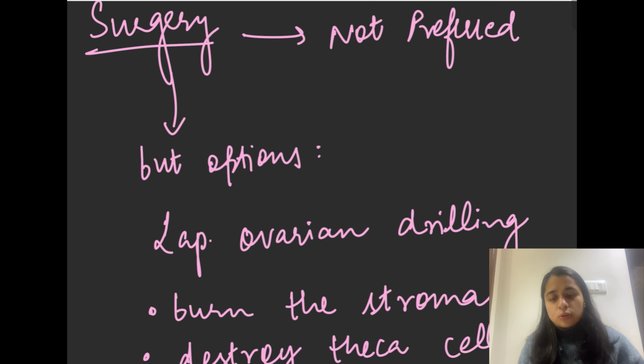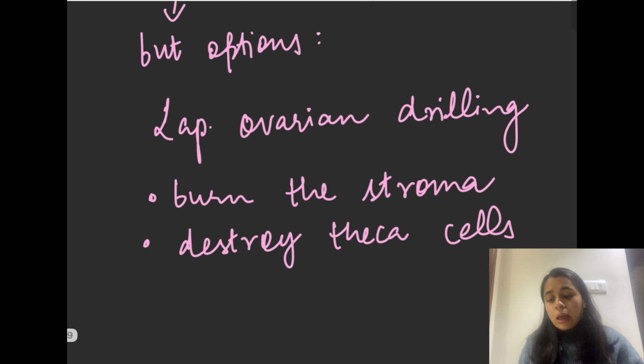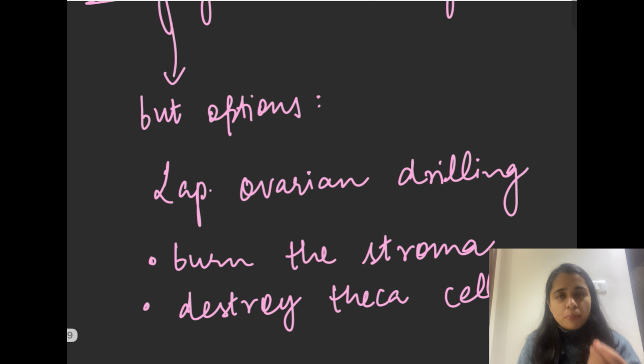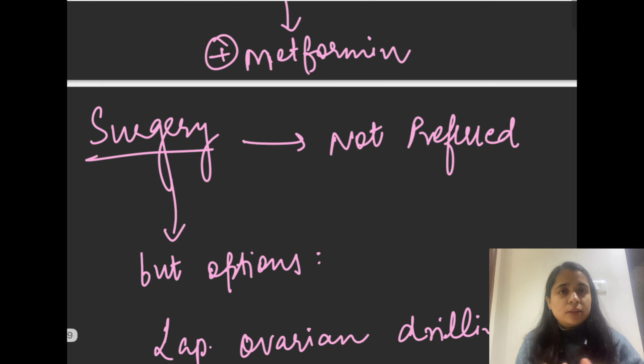Next, surgery is not preferred very much, but there are options available such as laparoscopic ovarian drilling, in which the stroma is actually burned and the theca cells are destroyed. So this is a very short description of PCOS.